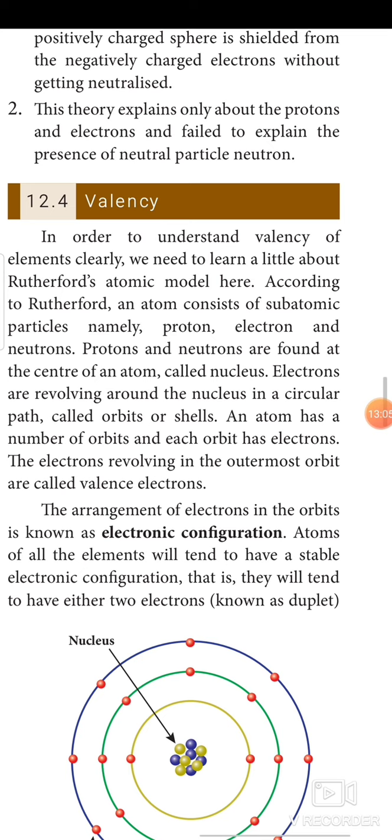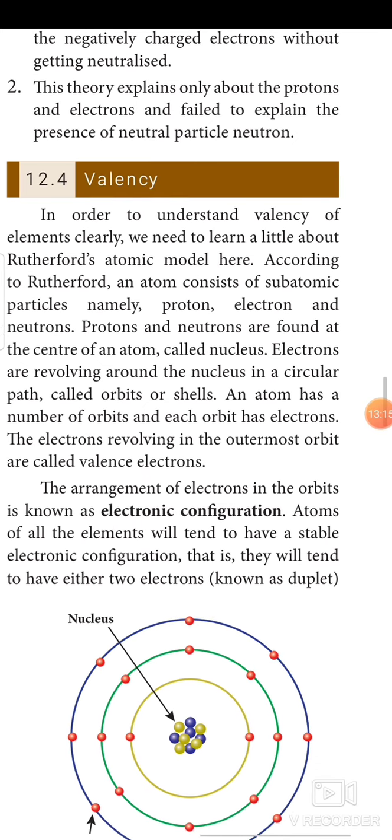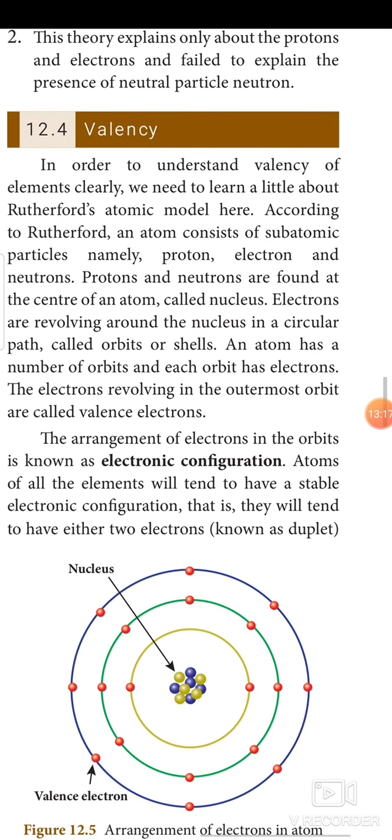Each orbit has electrons. The electrons revolving in the outermost orbit are called valency electrons. See in your picture, it is shown in blue color. That is the valency orbit, and the electrons in those orbits are called valency electrons. The arrangement of electrons in the orbits is known as electronic configuration.